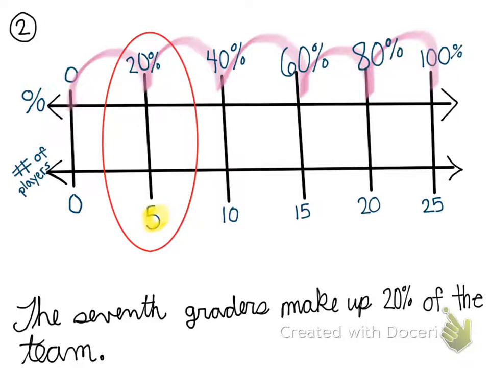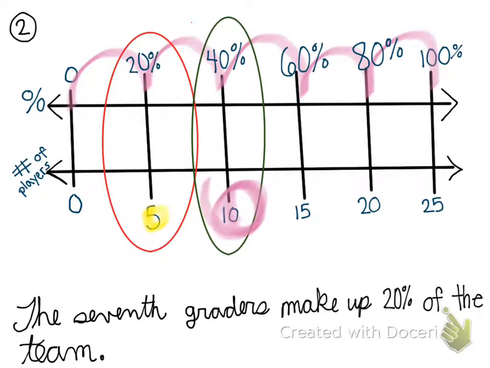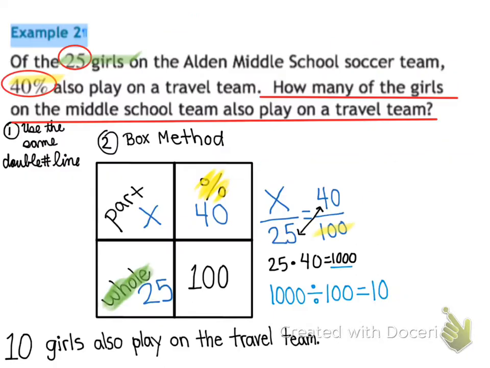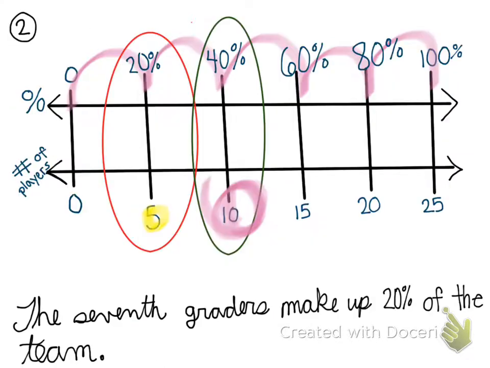It's telling me that 40% also play on a travel team, and I want to know how many girls also play on the travel team. So if I look here, I can clearly see that 10 girls also play on the travel team. So now I want to prove that using another model.